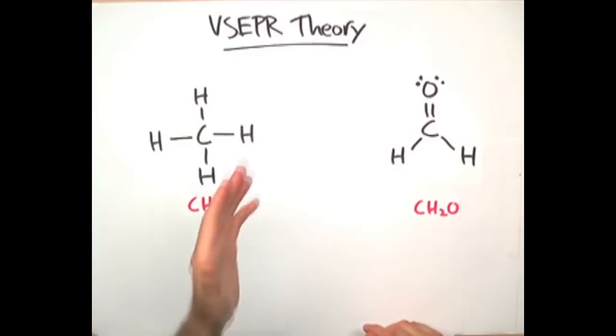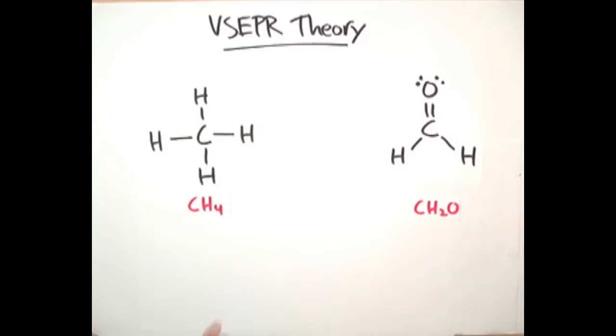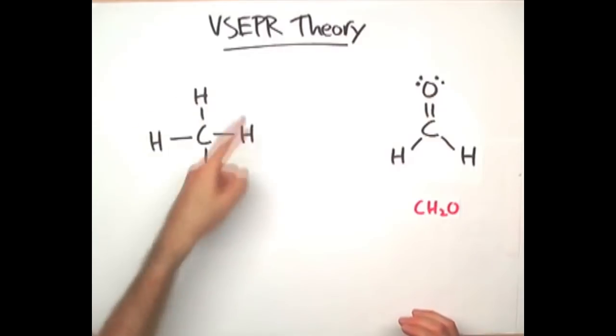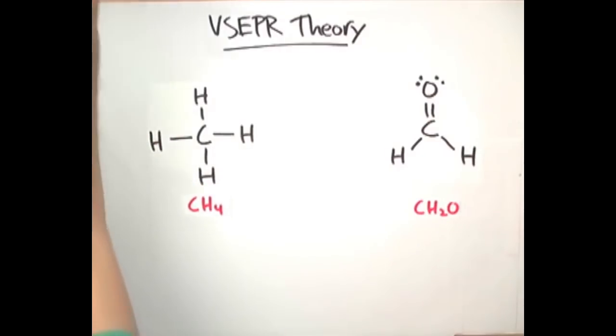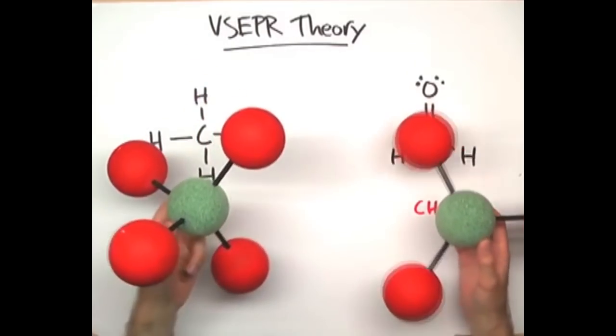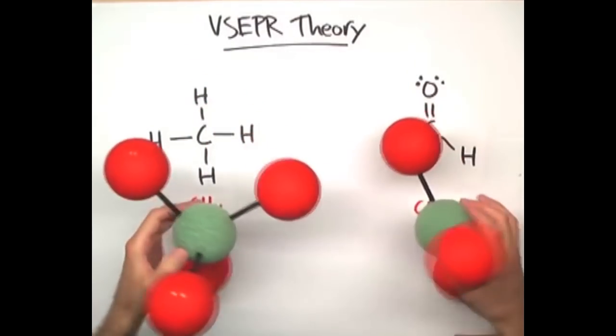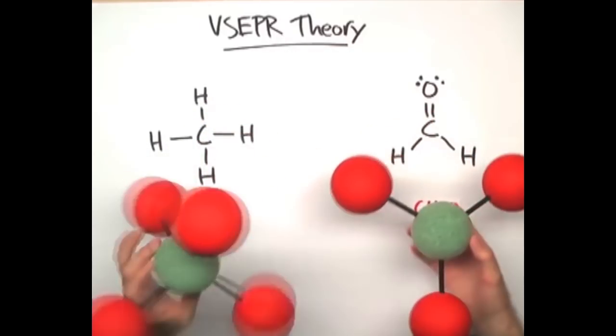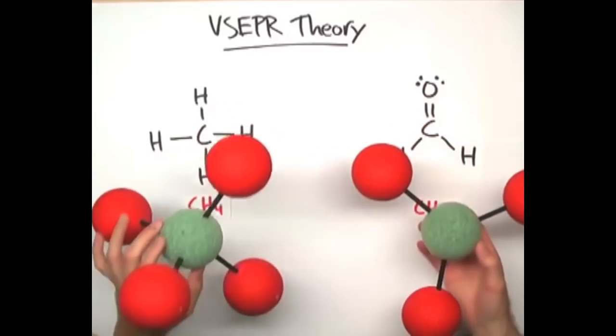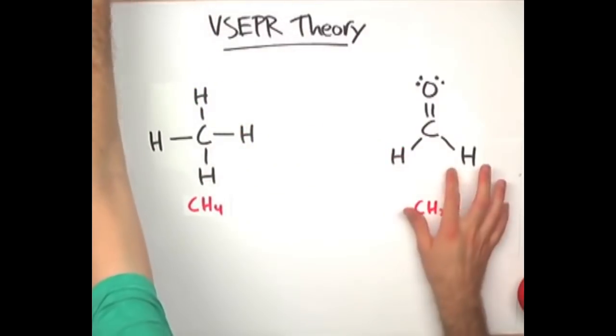This video is an introduction to VSEPR theory. VSEPR theory is a set of rules that we can use to look at a two-dimensional Lewis structure of a molecule and figure out what the molecule would look like in 3 dimensions, like this. Because molecules are actual things in real life, they have 3-dimensional structures that are often more complex than we can draw in 2 dimensions here.